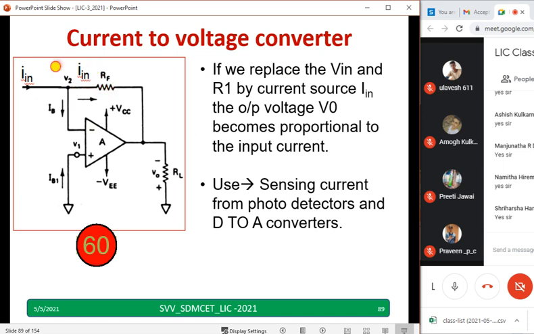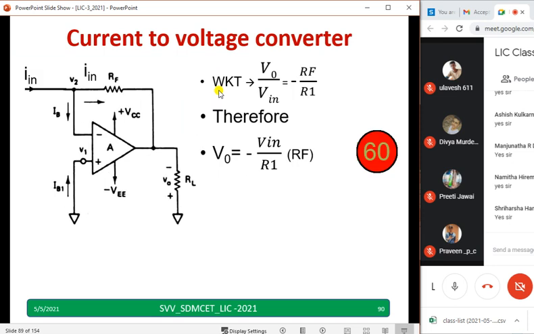So this particular circuit, the current to voltage converter, is helpful in many applications. For example, sensing the current from photodetectors. We also use it in the D to A converter, which we are going to discuss in the last unit or last chapter. The diagram is there in the next slide also. We know that V0 by Vin equal to minus RF by R1, we had done the derivation already.